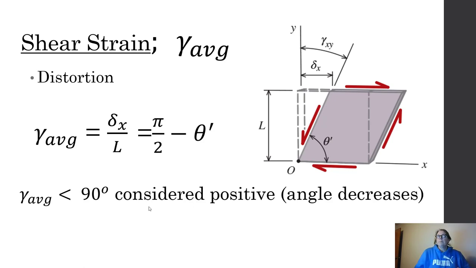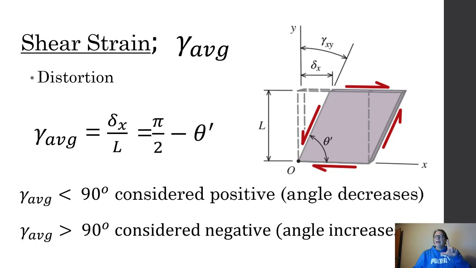So what would positive and negative be? If gamma is less than 90 degrees, so we've skewed in from 90 degrees, that is a positive angle decrease. And it's because of this pi over 2 minus theta. So if theta is interior, it's getting smaller than 90, we have a positive number. If gamma is larger than 90, then we have negative.